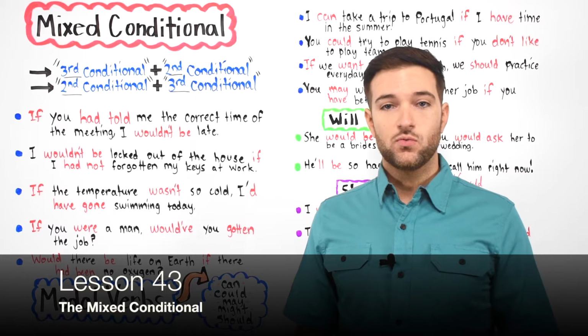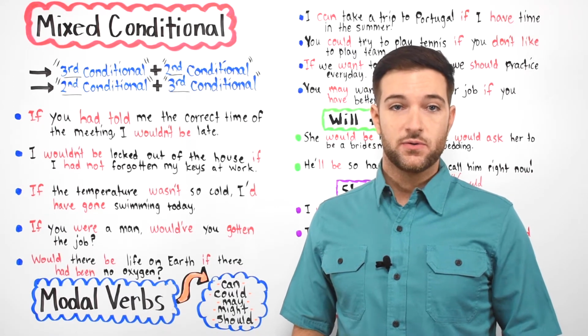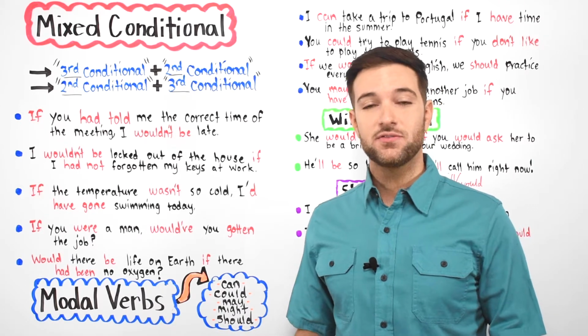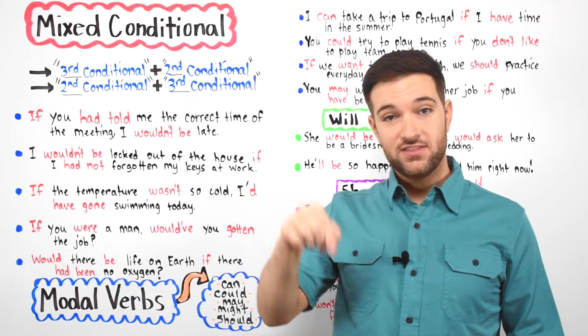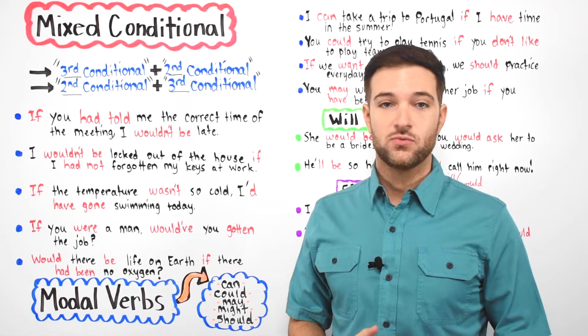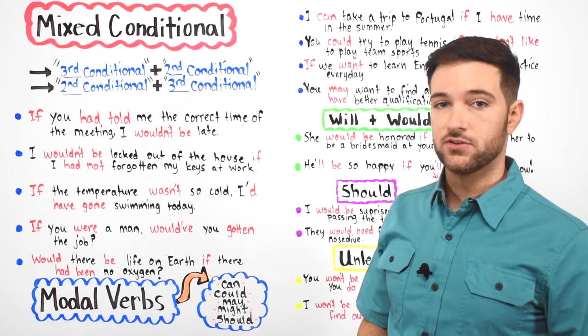In this lesson, we are going to be talking about the types of conditionals again. In some of the previous lessons, we covered the type 0, the type 1, the type 2, and the type 3 conditionals. But in this lesson, we are going to look at the last conditional, which is also known as the mixed conditional in the English language, okay?